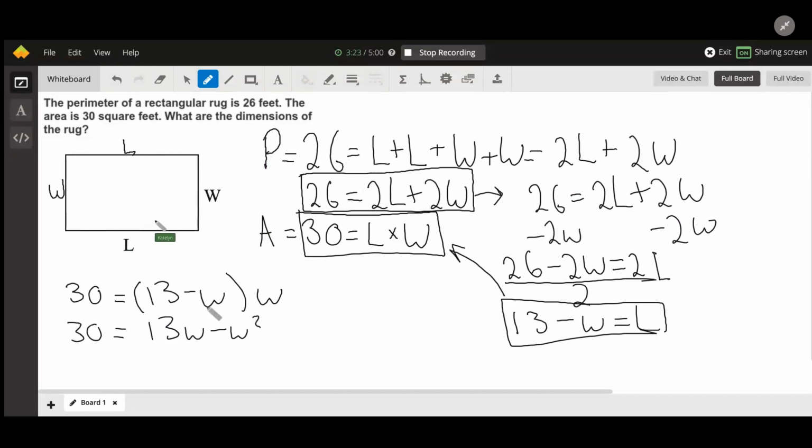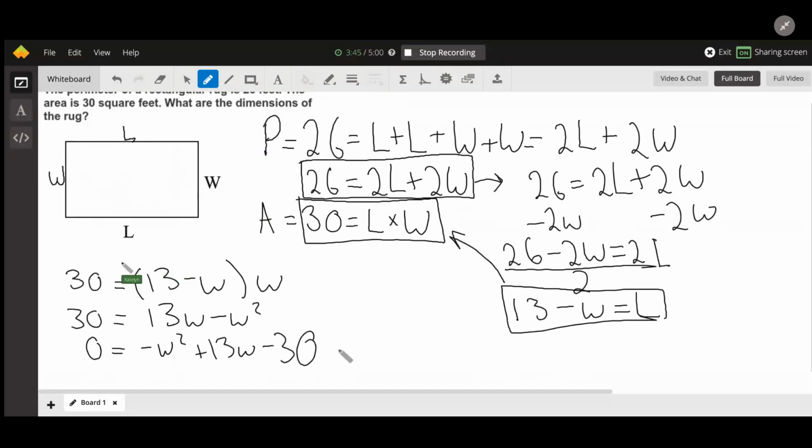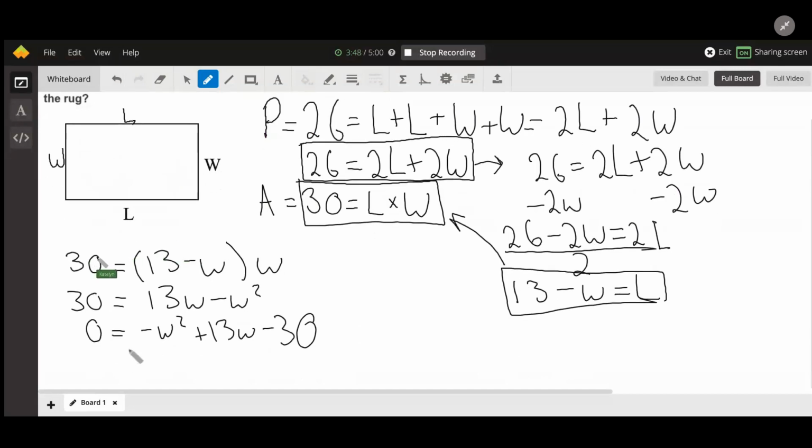Okay, this looks like something that's factorable, but we can't factor it until there's a 0 on this side. So we have to subtract 30 from both sides, where we get 0 equals negative W squared plus 13W minus 30. I rearranged some terms here just to make it easier to factor. And I am running out of room a little bit, but we can make it fit.